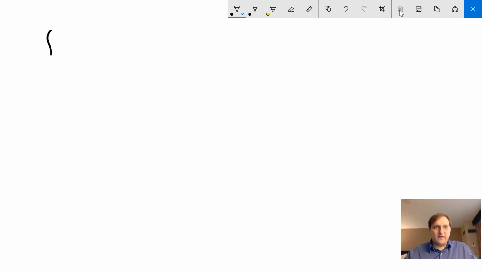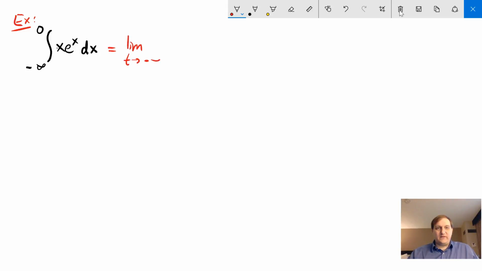So we're going to look at this example. We're going to look at the integral from negative infinity to 0 of x e to the x dx. I wanted to go over one example that was a little bit trickier. So this is our example, and this is a type 1 integral. So we're going to look at this as the limit as t goes to negative infinity of the integral from t to 0 of x e to the x dx.